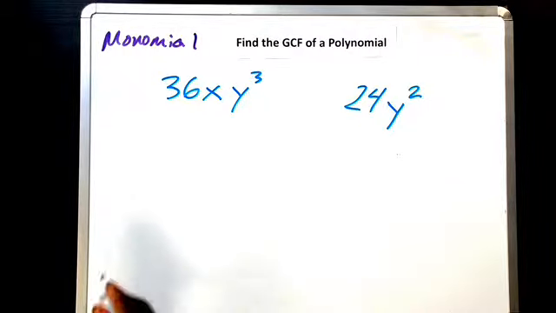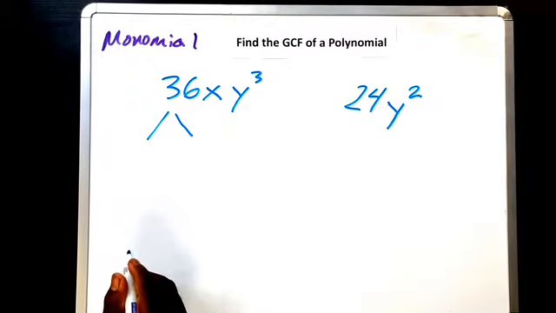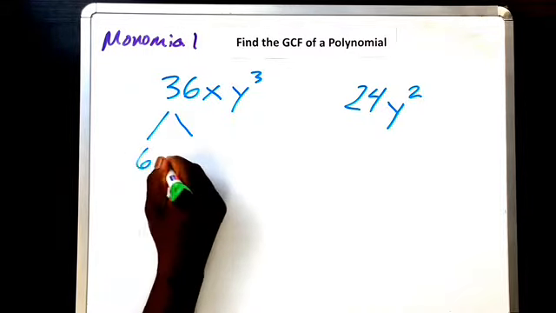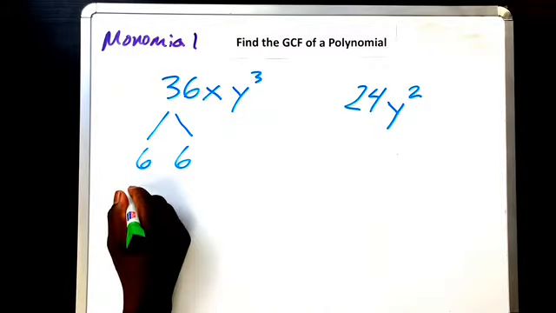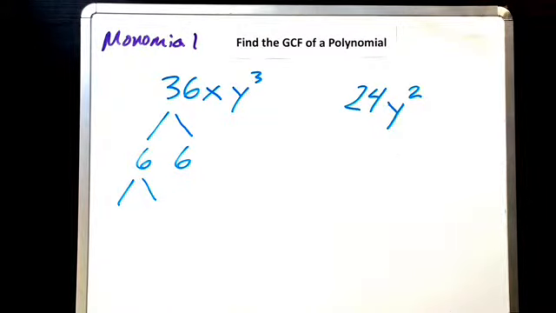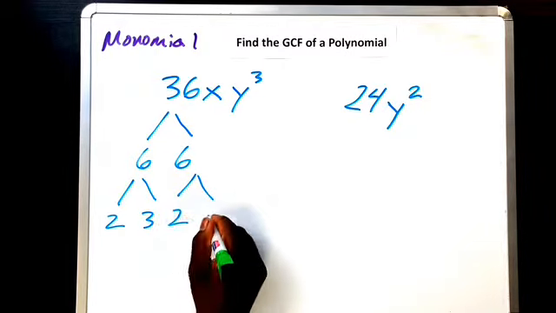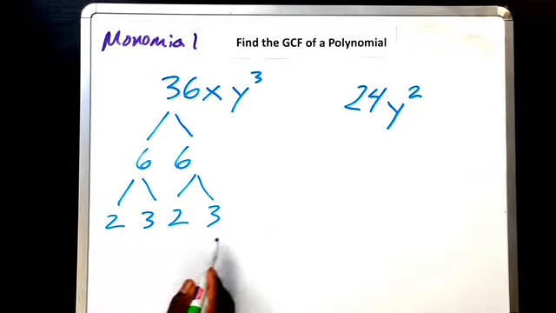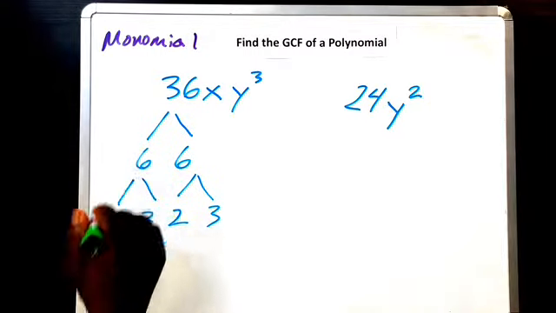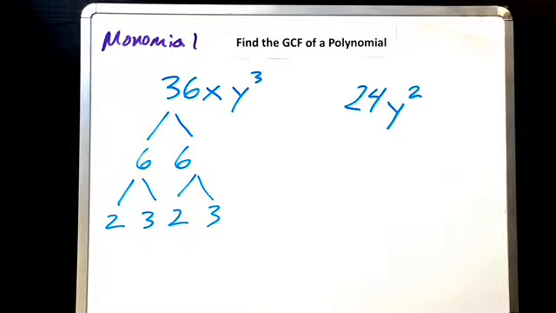So let's go ahead. If we're going to start with the coefficient, we're going to factor the coefficient completely. Two factors that multiply to give me 36 would be 6 and 6. Then we write the two factors that multiply to give me 6, which are 2 and 3, and then 2 and 3. Now, these are prime numbers at the bottom, and this is called a factor tree. You should always have prime numbers at the bottom, okay? And 1 is never included in the factor tree.